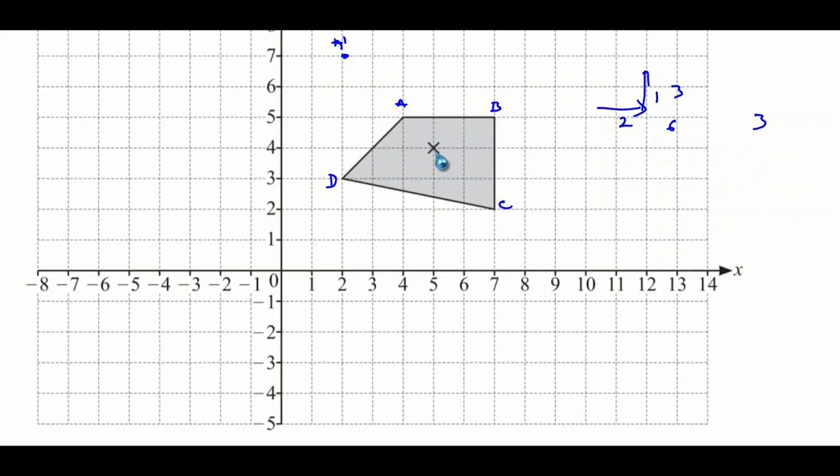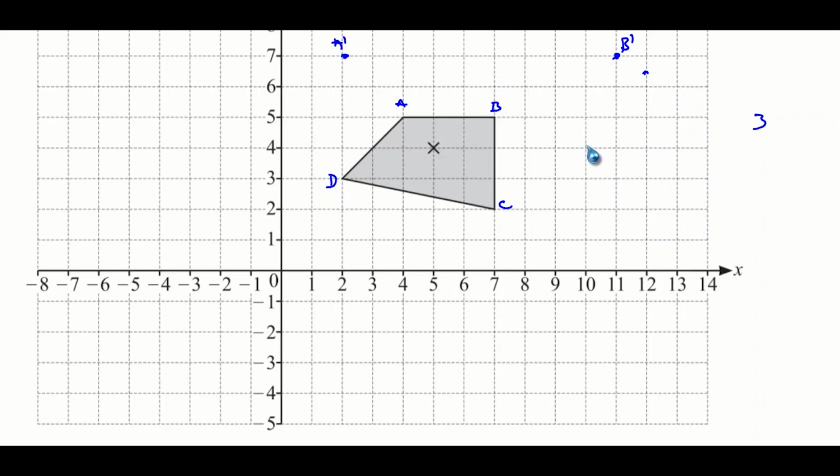So let's start from the center of enlargement. Let's count 6. 1, 2, 3, 4, 5, 6. So let's count again. 1, 2, 3, 4, 5, 6. So it will be here. Then let's count 3 up. That will be 1, 2, 3. So it will be here. Okay, so I can call this B prime. That is for the image of B. So I can remove this.